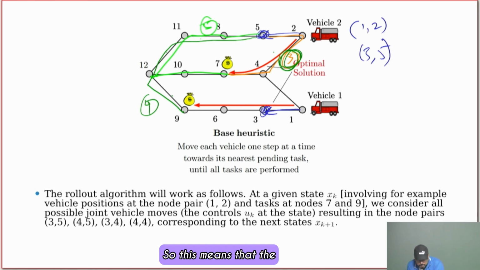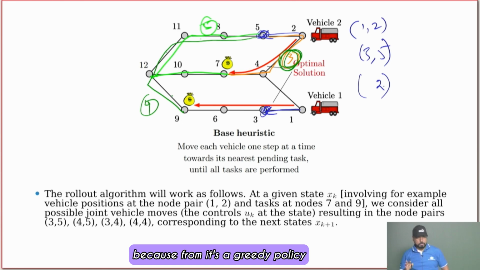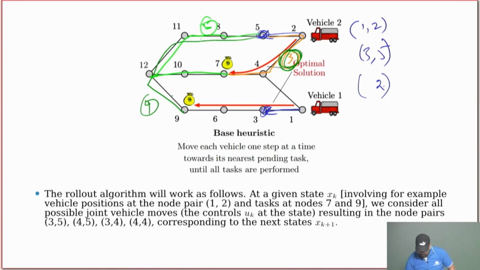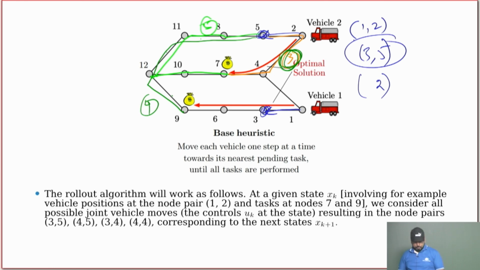So this means that vehicle 2 will now move towards location 2. So for vehicle 2, this is fixed now. Vehicle 2 has done its own calculation, and it will certainly go to 2, because from its greedy policy, after doing this one step look ahead, it went to 5, and then from 5 onwards it did the heuristic, and from the heuristic it found that going to 2 is better. So for 2 we are done.